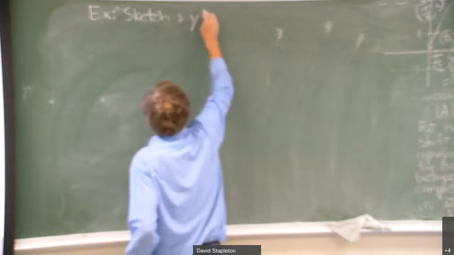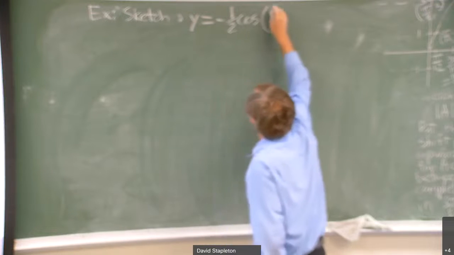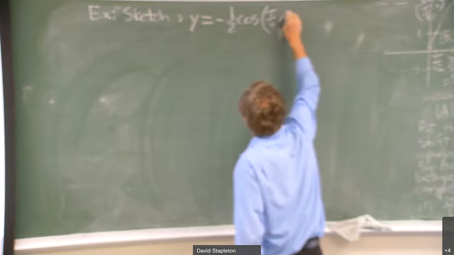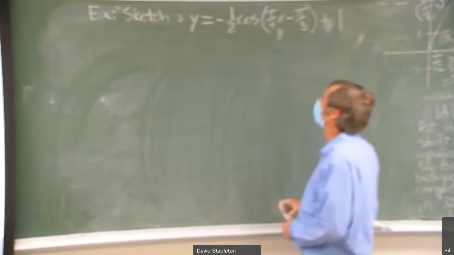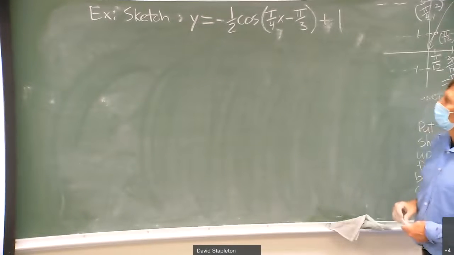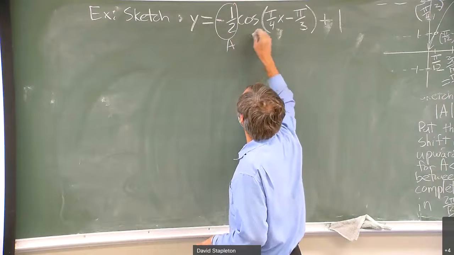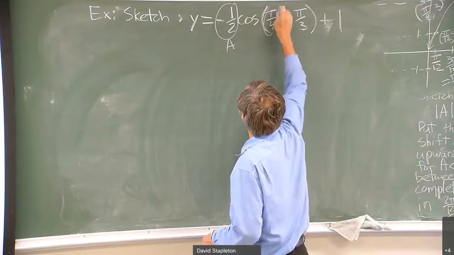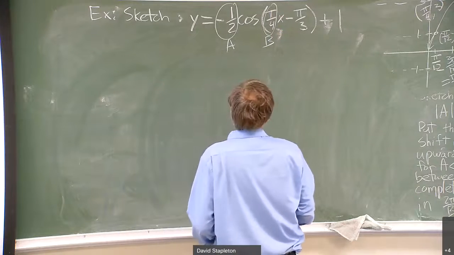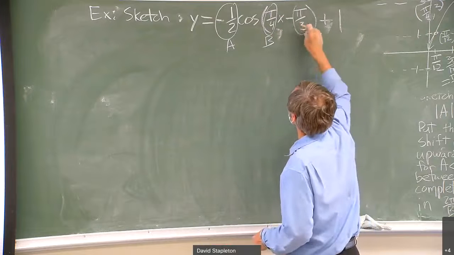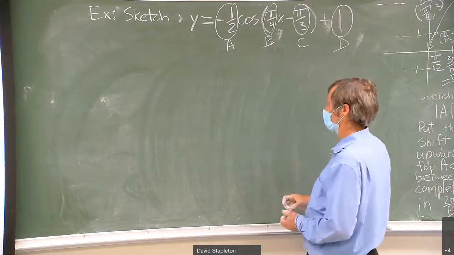Suppose this time I want to sketch y equals minus a half cosine of pi over 4 x minus pi over 3, plus 1. Just like the sine, I first pick off A. A can be negative. A is what multiplies the sine or cosine. B is what multiplies x. C is what's subtracted from bx, not what's added. D is what's added at the end. There's the 4 letters A, B, C, D.